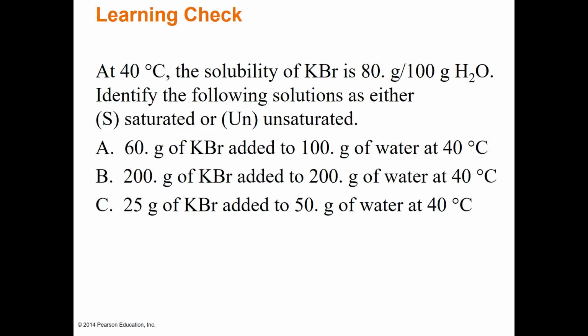200 grams of potassium bromide added to 200 grams of water at 40 degrees Celsius, this would be saturated because you're going to have 20 grams sitting around. 25 grams of potassium bromide added to 50 grams of water. Okay, because it's half as much, and you still have room for 30 more grams to go in when you double the 50 grams to 100 grams.